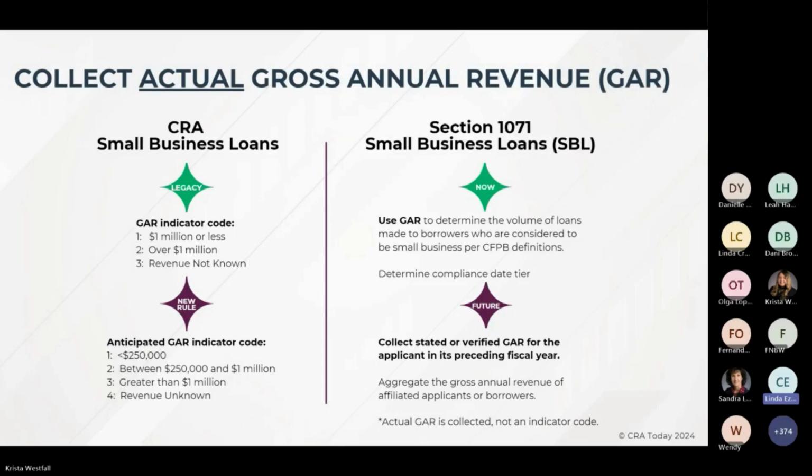Okay, the indicator codes may be changing. We will wait for guidance, but the new rule wants to see whether you are truly serving the smallest of the small businesses. So now we're going to be collecting GAR and looking at under $250 gross annual revenue. So going forward, we'll need to figure out the transitions to that. We're going to be looking at bigger pools and finer sorts. We'll move to the next slide.